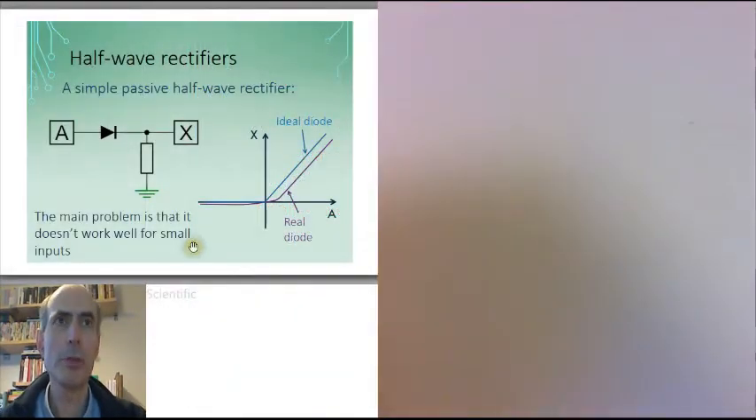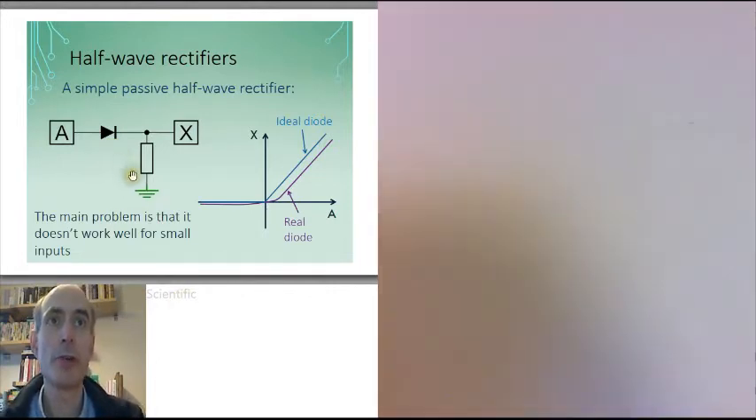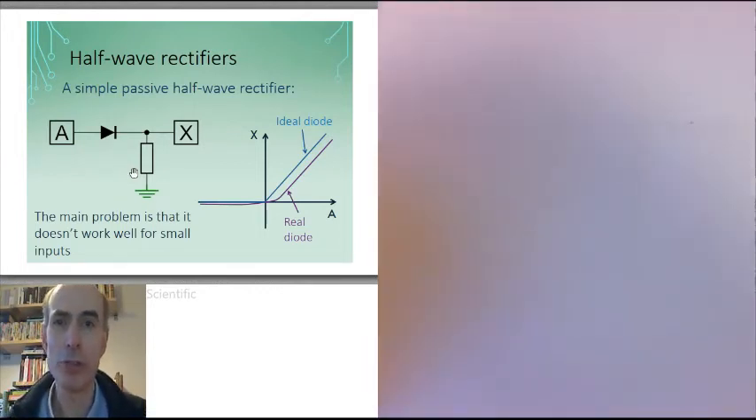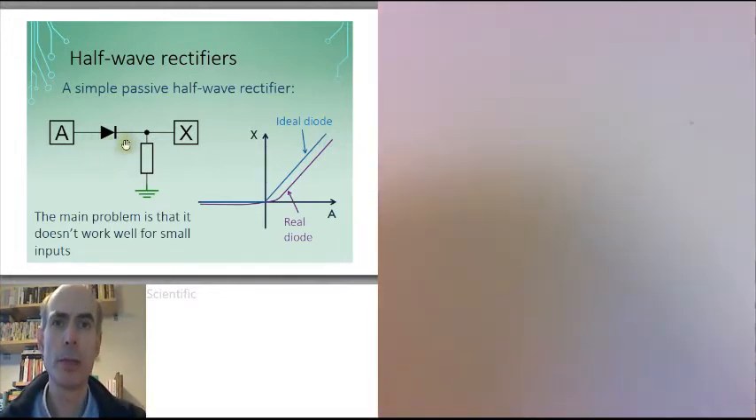Now, this is the simplest possible half-wave rectifier circuit. It's just a diode and a resistor. And it works okay for big input signals, but for small input signals, it's got a problem. And the problem is the forward voltage drop across this diode. You may remember that for any reasonable amount of current flowing through a diode, there tends to be a forward voltage drop of around 600 millivolts or so for a typical silicon PN junction diode.